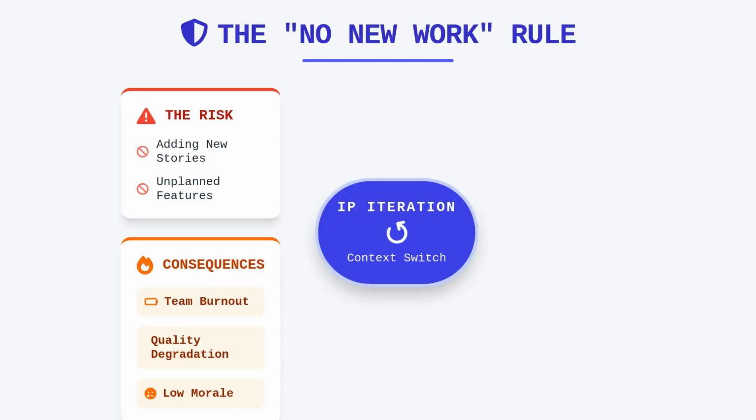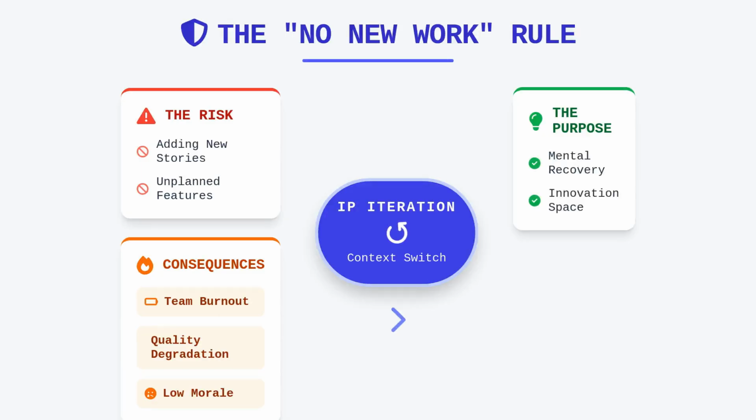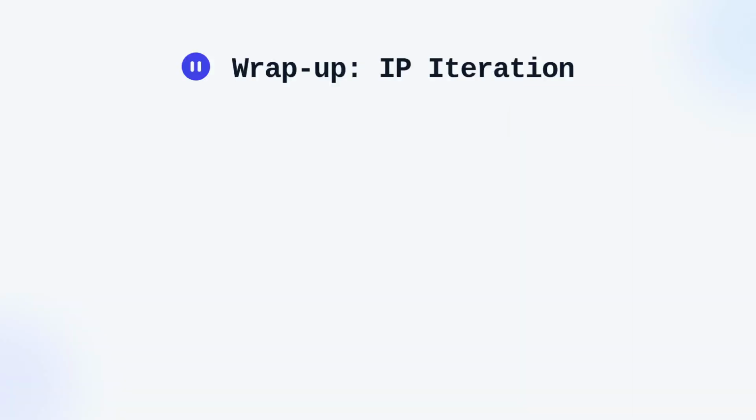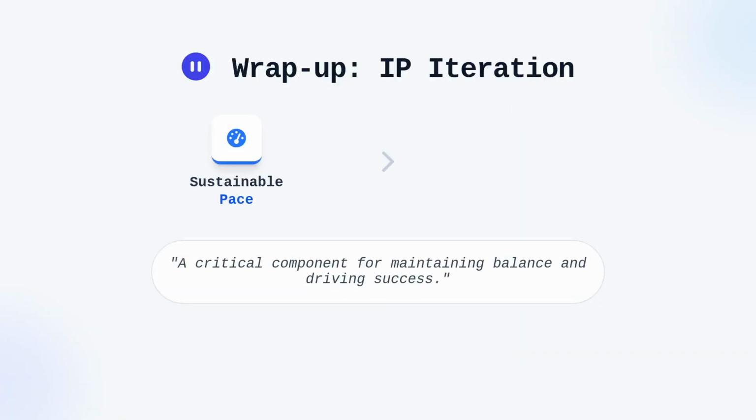The IP iteration must be protected from a standard push of the backlog, or it simply becomes an extension of the previous sprint. Leaders must recognize that innovation is a fragile process that requires a change in context from the repetitive cycle of development. By preserving this boundary, you ensure that your team remains capable of delivering high-quality work in the subsequent program increment. In short, the IP iteration is a critical component for maintaining a sustainable pace and driving long-term value.